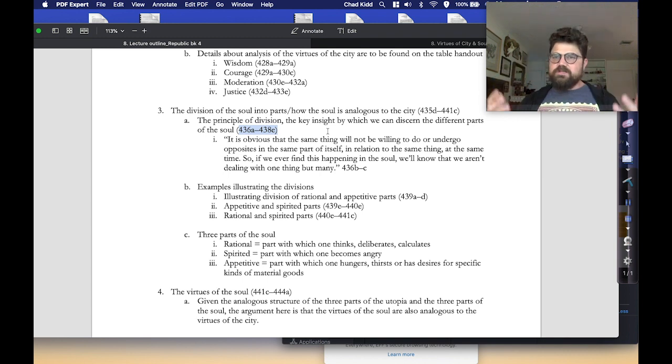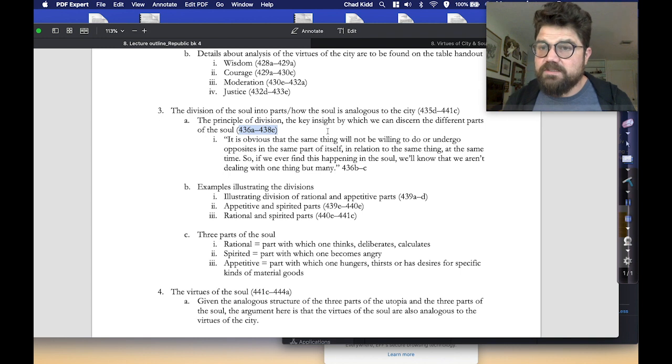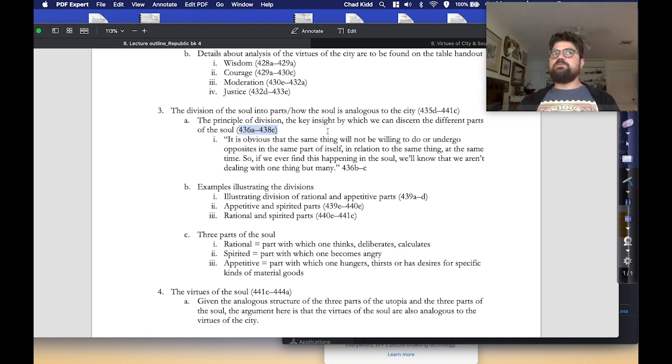But for now, I'm going to jump straight to some illustrations of it to try to help you get a sense of it, right? He's giving us here a principle that will enable us to discern different parts of a thing, okay? And he says that if we encounter in the thing two opposites, that is, two things that exclude each other, present in this one thing at the same time, or present in this one thing in relation to something else at the same time, then we'll have to understand this thing as having two distinct parts, each of which bear one of the two opposites.